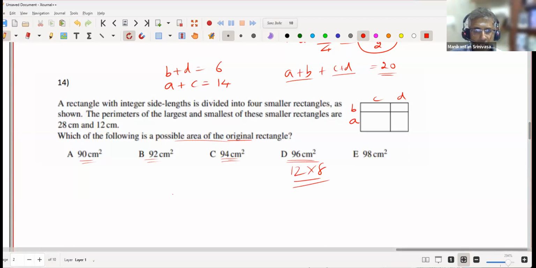Sir, if A plus B plus C plus D is known, why can't you just multiply it by 2? That's why I kept getting 40 as my answer. But he doesn't want the perimeter. He wants the area of the original. Oh, okay. Sorry, I misread the question. Okay. All right.